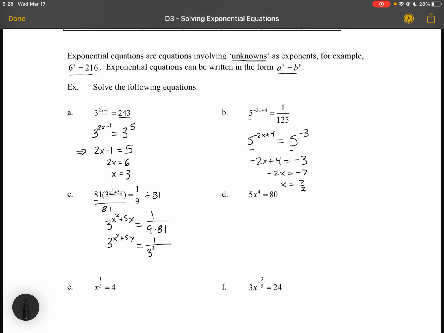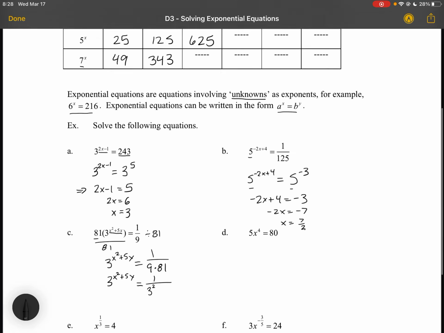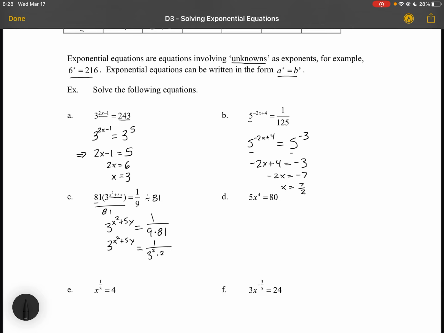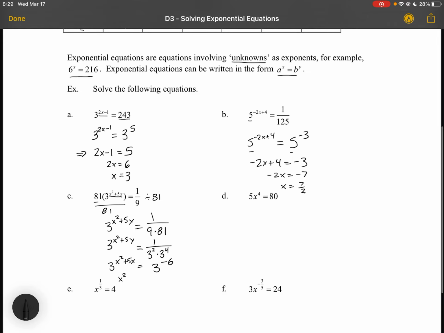I know I can write 9 as 3 squared. And I know I can write 81 as 3 to the 4. So that must mean that I can represent my right-hand side as 3 to the minus 6. So I did two things there. I added the exponents together because I'm multiplying two powers with the same base. And the next thing I did was bring it up to the top, changing my positive 6 exponent to a negative 6. Now my bases are the same, so my exponents must be equal.